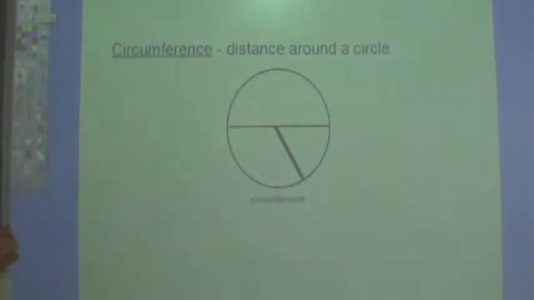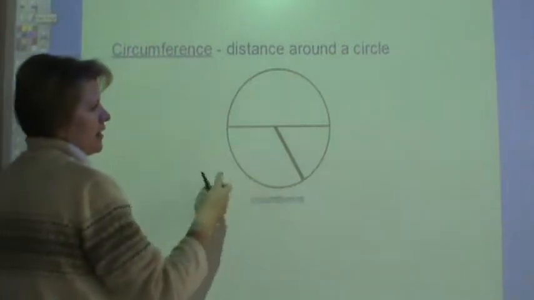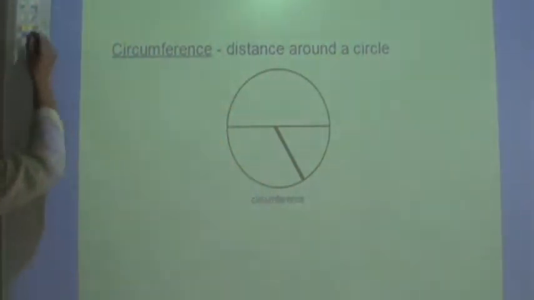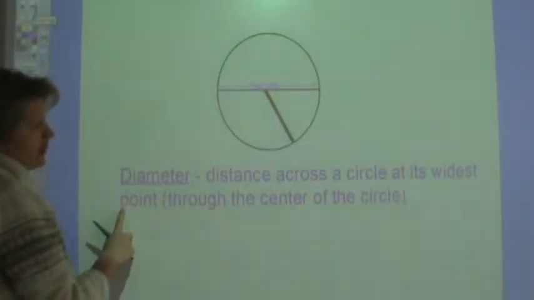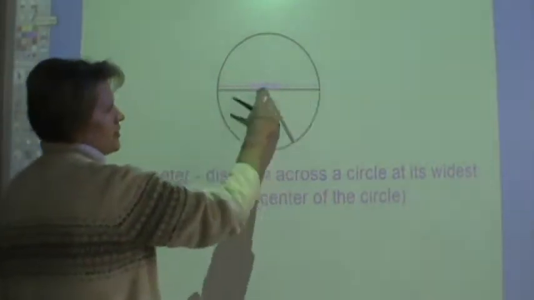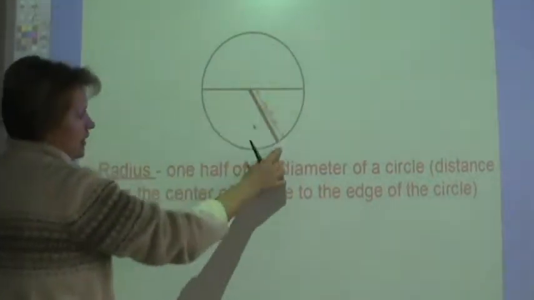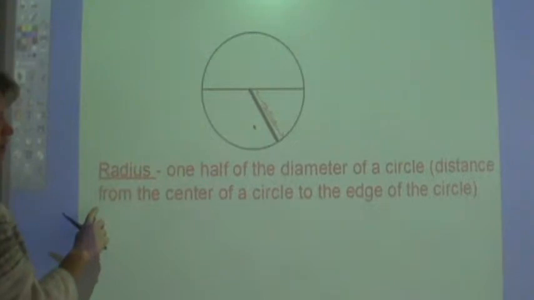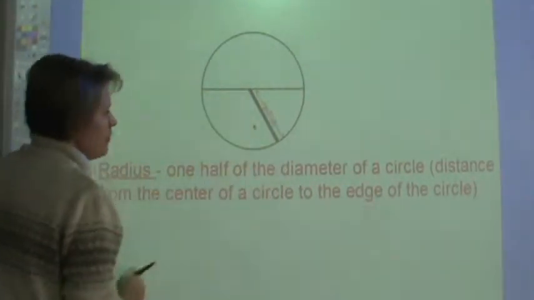All right, so for today, our first vocabulary word is circumference. It's the distance around the circle. If it helps you, think about perimeter, but it's for circles. So that's your circumference. Diameter is the distance across the circle at its widest point. So it's going to go through the center of the circle, like this line right here would be our diameter. This would be our radius. It's half the diameter of the circle, the distance from the center of the circle to the edge of the circle. So it's going to go from the center to any point on the edge.